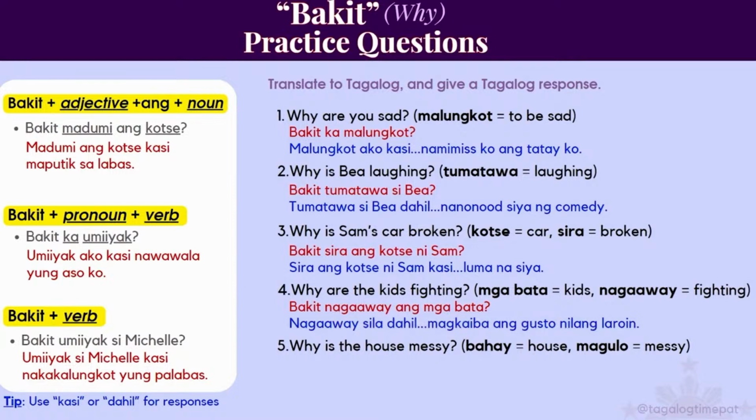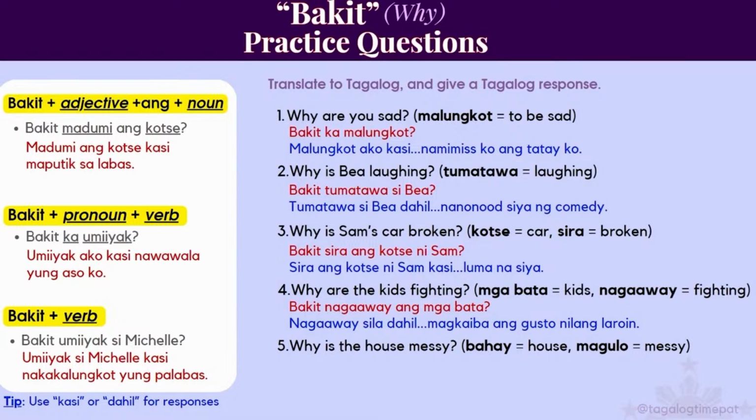The response, nag-aaway sila dahil magkaiba ang gusto nilang laruin. They want to play with different things. So a couple things I want to point out. Nag-aaway sila. So instead of repeating mga bata, I just said sila, they. And you can do that. Or you could have said, nag-aaway ang mga bata dahil, like you can repeat it again.